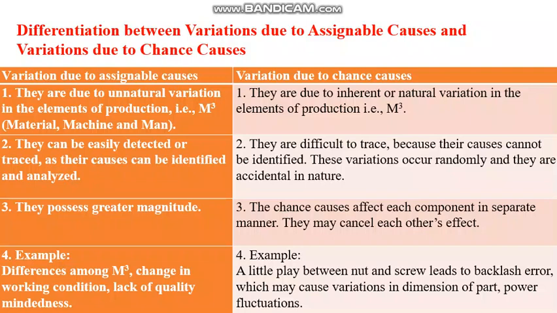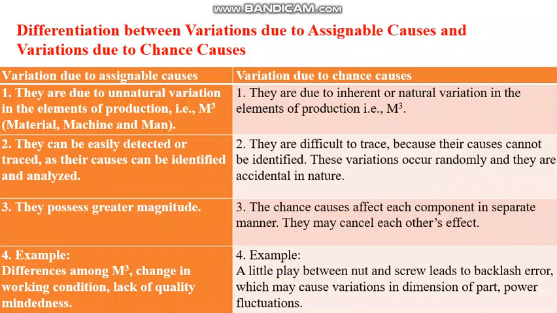So they are accidental in nature. Chance causes are accidental. Okay, then the third difference is that they possess greater magnitude. The magnitude of variations will be more for assignable causes, whereas here it will be less. Sometimes they may even cancel each other's effects. If more than one chance cause is there, they may cancel each other, and they may not also.